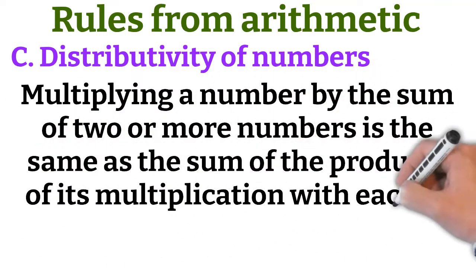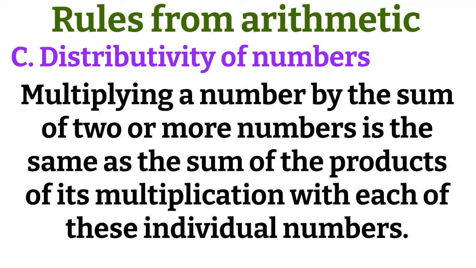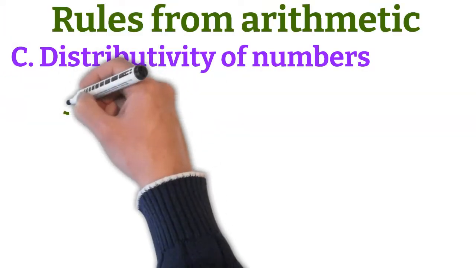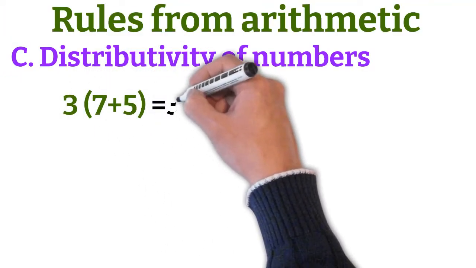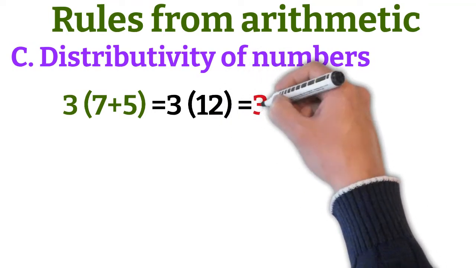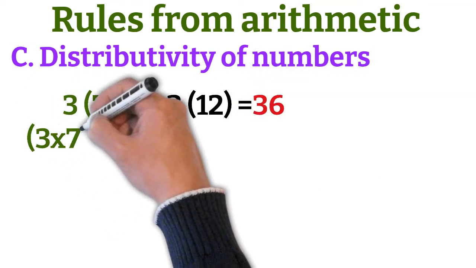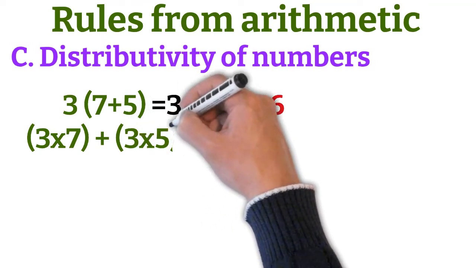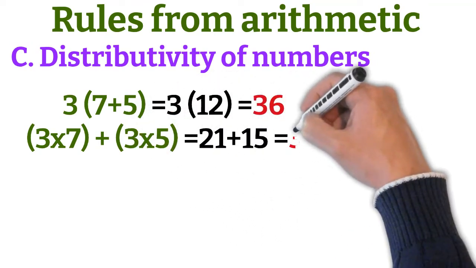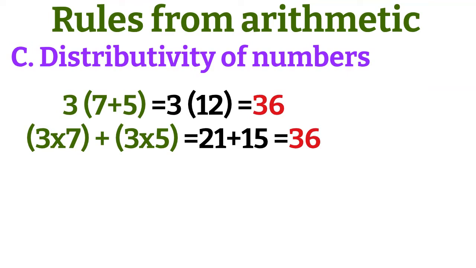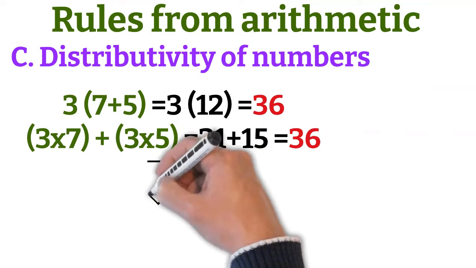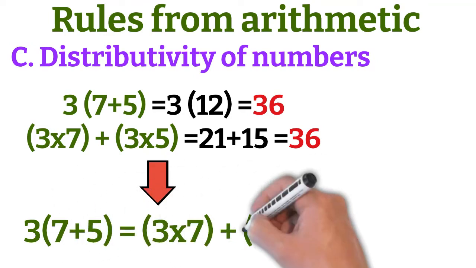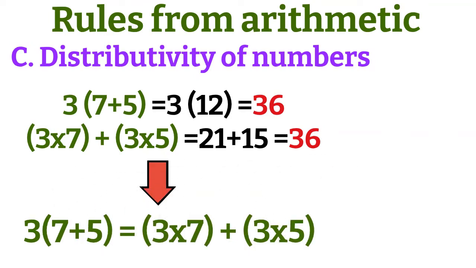numbers is the same as the sum of the products of its multiplication with each of these individual numbers. For example, 3 into 7 plus 5 equal to 3 into 12 equal to 36. And we can say that 3 into 7 plus 3 into 5, that is equal to 21 plus 15 equal to 36. Thus, we can say 3 into 7 plus 5 equal to 3 into 7 plus 3 into 5. This is what we call distributivity of numbers.